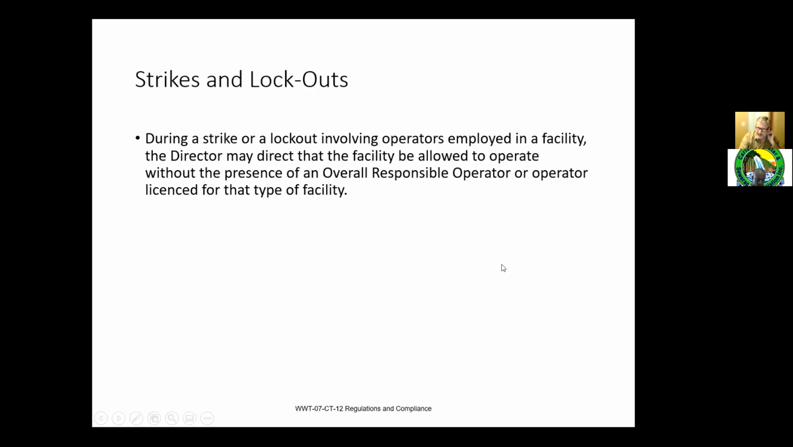They're expected to be in charge and ensure that these things are being done. There is a brief slide on strikes and lockouts. If you're in a unionized environment, this may be of interest. If you're not, then it doesn't apply to you. But during a strike or lockout, operations staff are typically considered essential services, so minimal staff are required to be at the site operating the facility at all times.